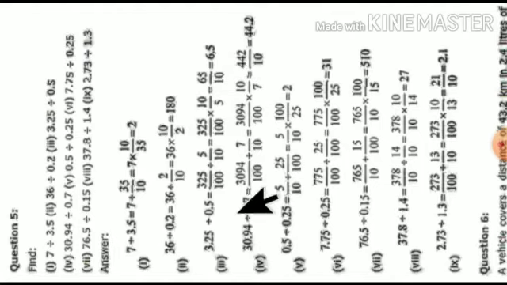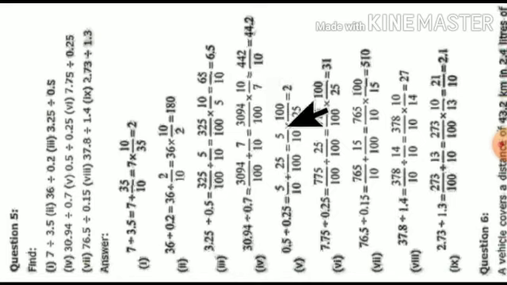Now 30.94 divided by 0.7 equal to 3094 upon 100 divided by 7 upon 10 equal to 3094 upon 100 into 10 upon 7. This will be reversed. So 0 0 cut, and 7 you can cut this number with 7. So you will get 442 upon 10 equal to 44.2.